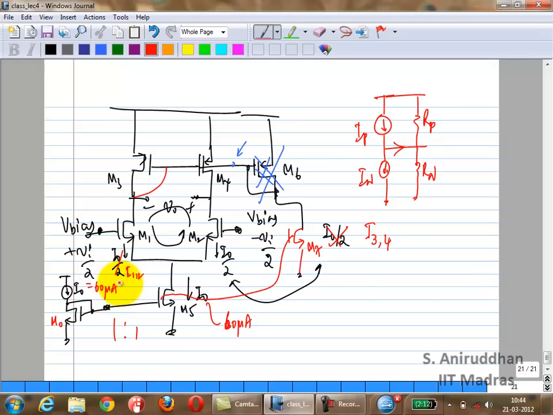In that case, you want to reduce mismatches for sure. But at the end of the day, you have to live with very small mismatches, but you don't care too much. But in this particular case, you do care because it is affecting the performance of your circuit. So what do we do?